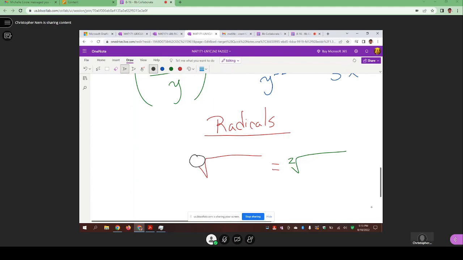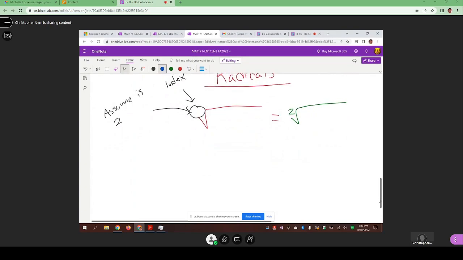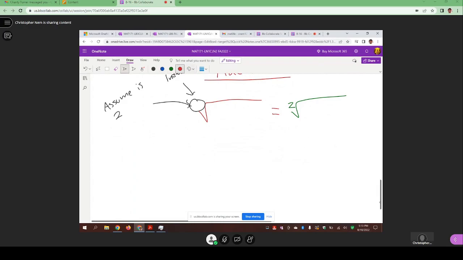This position right here, assume it is 2. You assume it's 2 if nothing is there. And this is called our index. The index of a radical is important because it tells you how it operates. So if you don't see anything, assume it's square root, unless otherwise stated. Then, if we make that assumption, I'll just keep it as square root because we're familiar with that for now.